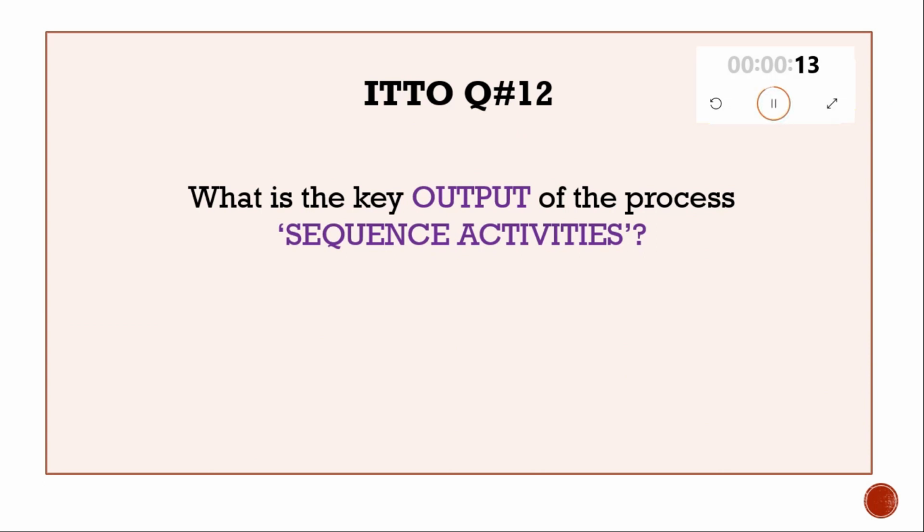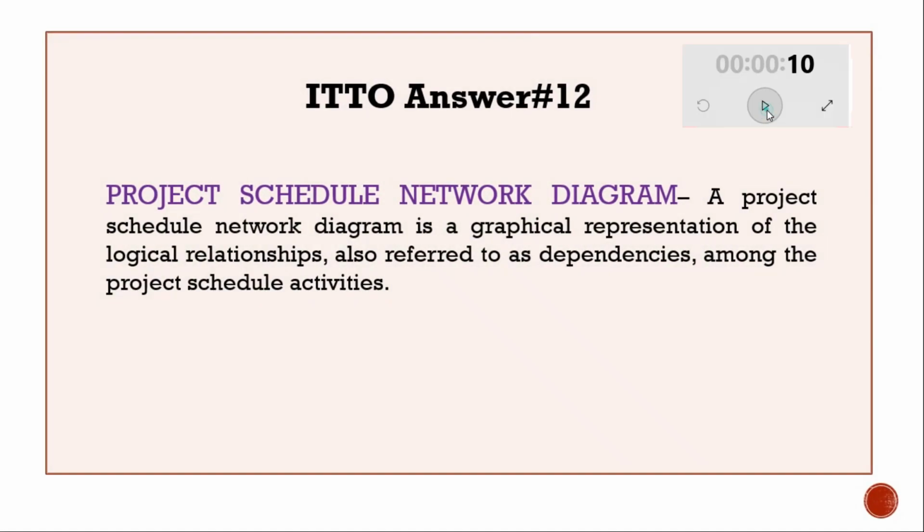ITTO question number 12. What is the key single most important output of the process sequence activities? Answer 12. Project Schedule Network Diagram. Check the slide for a brief description.